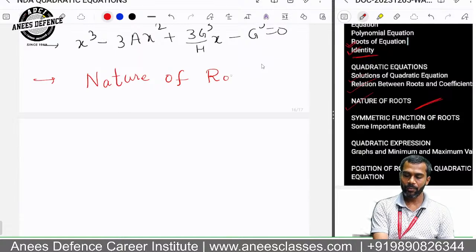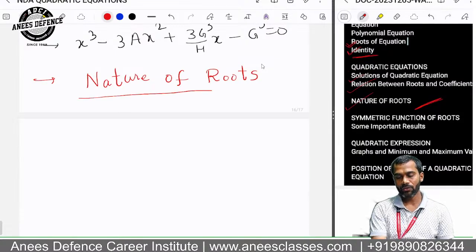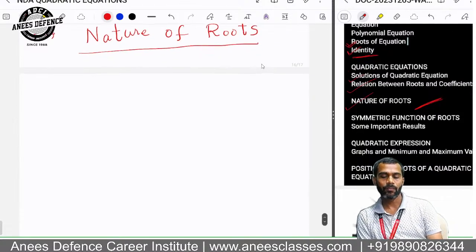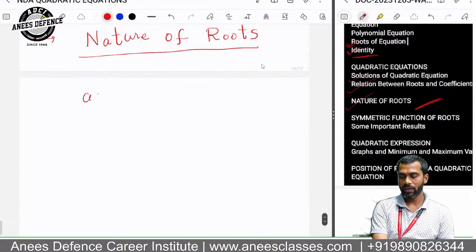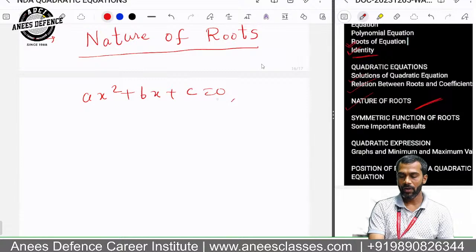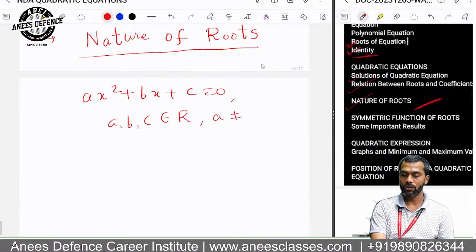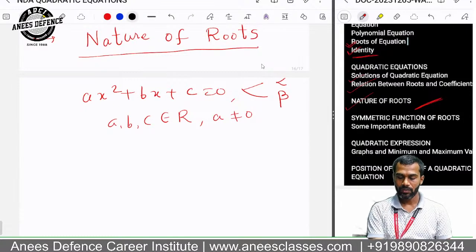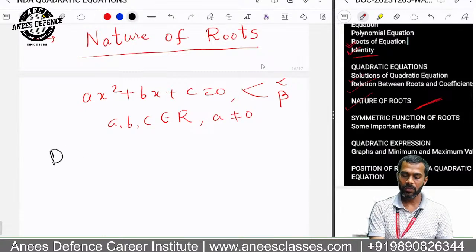You know this too, right? What is the nature of roots? Nature of roots means, suppose we have ax square plus bx plus c is equal to 0, where a, b, c are real numbers and a is not equal to 0. Its roots are alpha and beta. So there is a discriminant D.